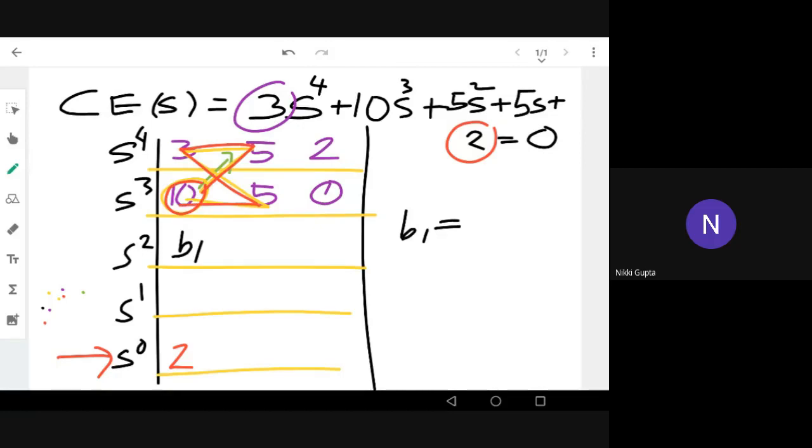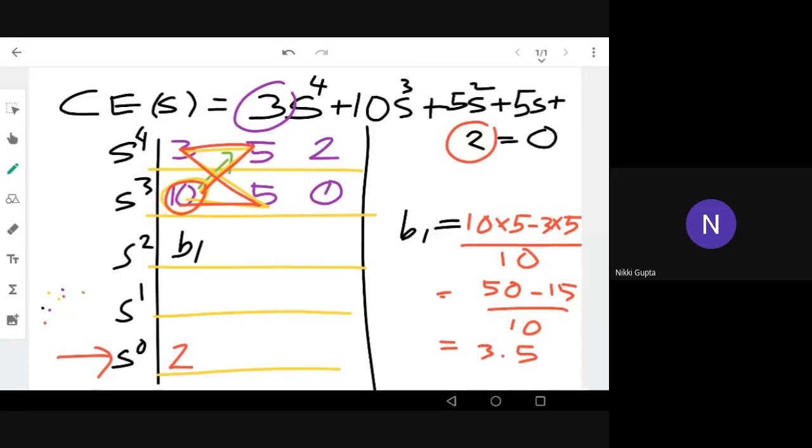So we have 10 into 5 minus 3 into 5 divided by 10. That is 50 minus 15 divided by 10. That is 35 divided by 10, which is 3.5. So B1 is 3.5. Now what about B2?